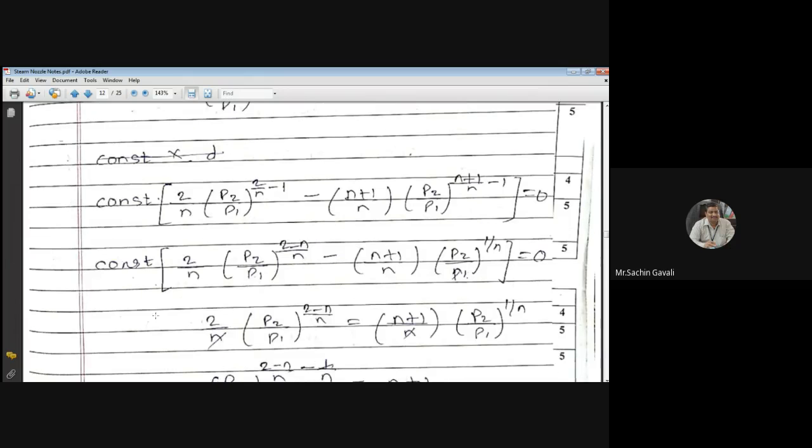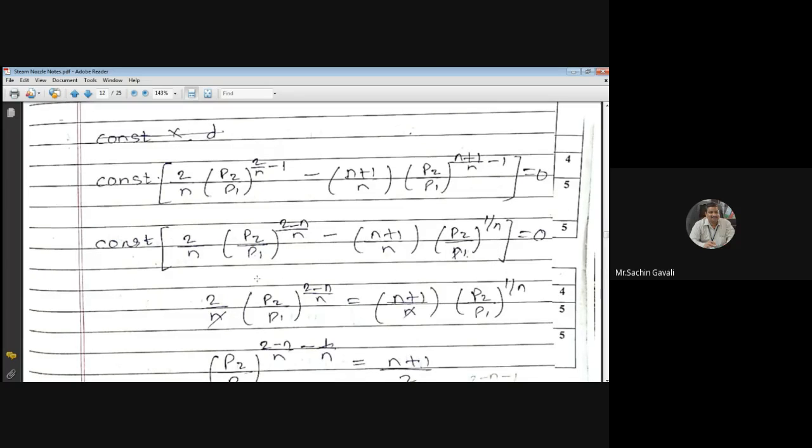Now as this constant is equal to 0, therefore this will become 0. Okay, and whatever remaining things are there, 2 upon n into bracket p2 upon p1 raised to 2 minus n upon n is equal to, so this will transfer to the 0 side, the RHS side. So it will become plus n plus 1 upon n into bracket p2 upon p1 raised to 1 upon n.